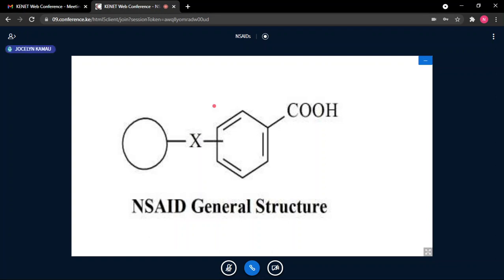So when we look at the non-steroidal anti-inflammatories, especially the simplest, which are the carboxylic acids or the salicylates, this is what we have.